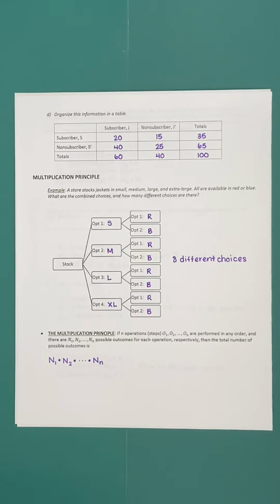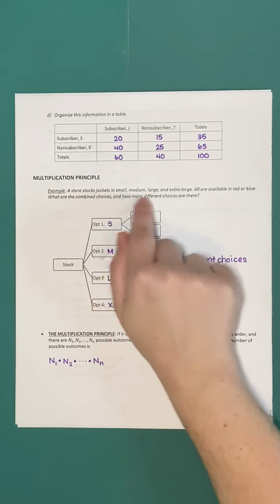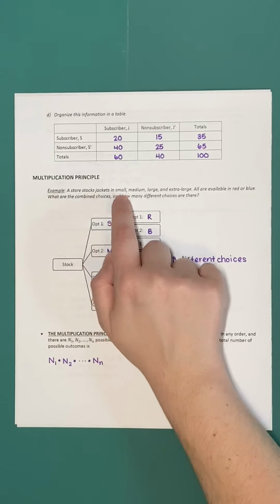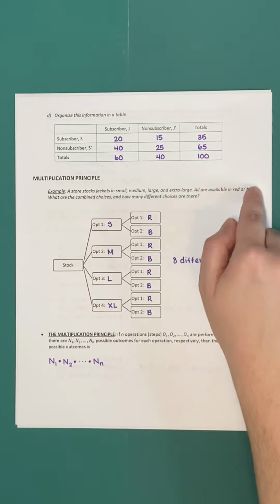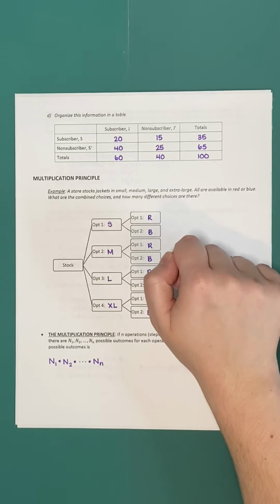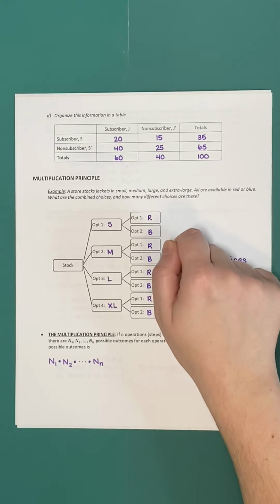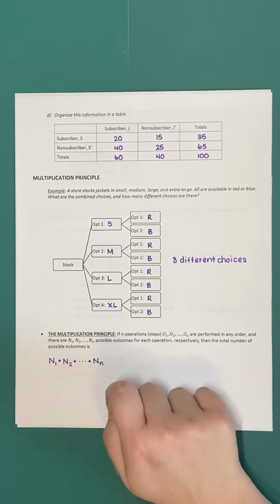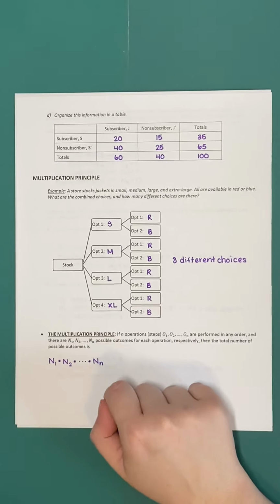What I have here is called a tree diagram. A tree diagram allows us to organize all different combinations. So what's going on here? Well, we have jackets in different sizes and different colors. So we have to take into account that each size can then be made in one of two colors. So in order to organize all the different combinations, we can create a diagram like this, and it's going to allow us to explore all the different possible combinations.